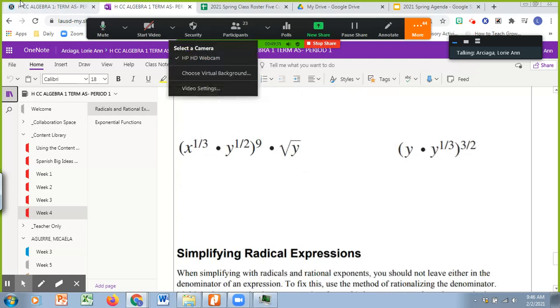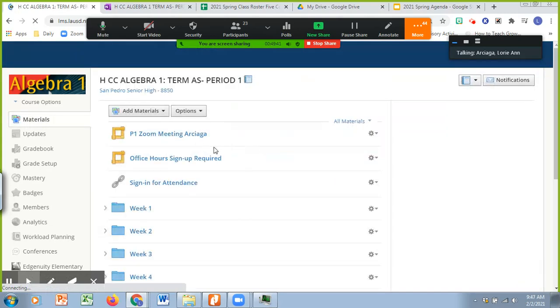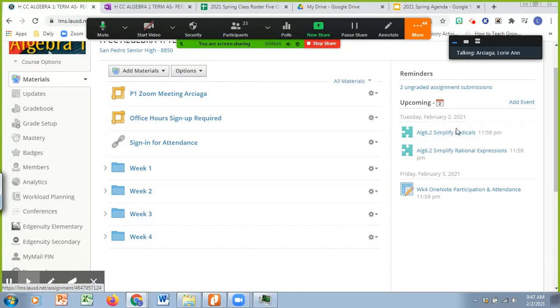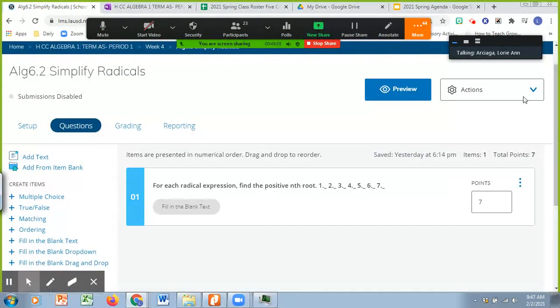All right. So now let's go to Schoology. In Schoology, you will see two things. You will need your calculators, you guys. So you will see simplifying radicals and simplifying rational expressions. There's like 7 questions each. So I'm not sure if it's, maybe I need to enable it, set up.